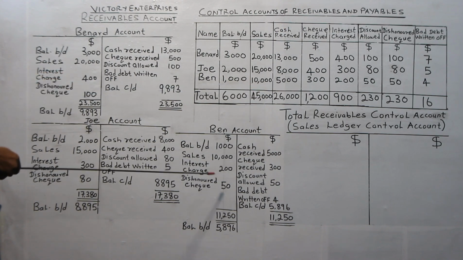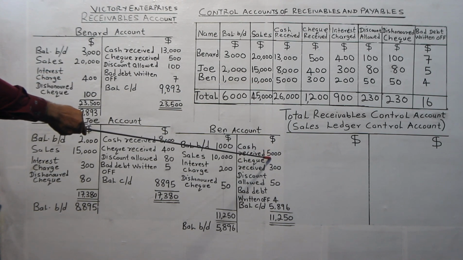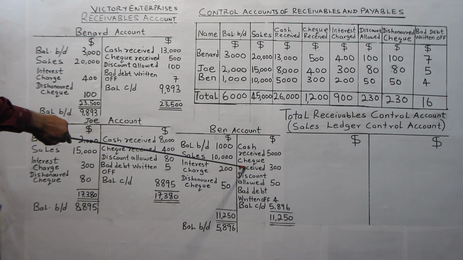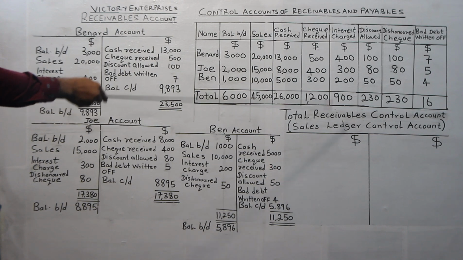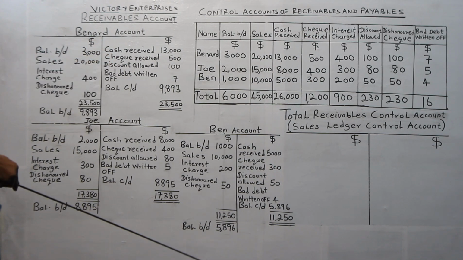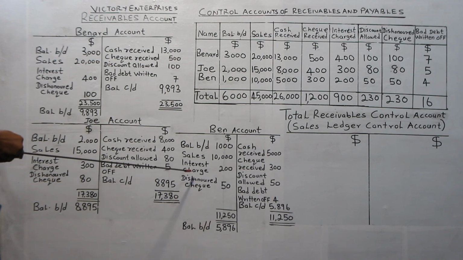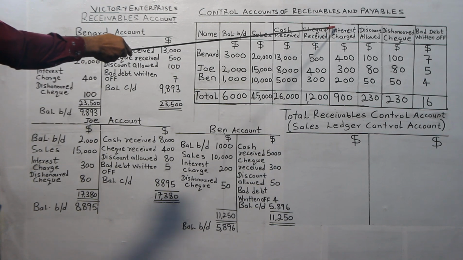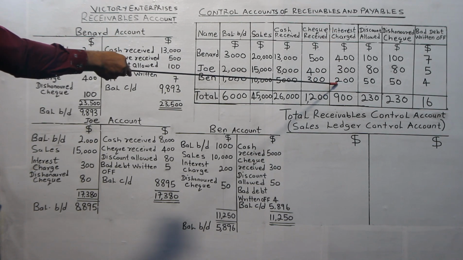Then we have cash received 5,000, in the cash received column. We have check received 300. You can see it taken under the check received column for Ben 300. We also have the interest charge 200 for Ben, taken under the interest charge column.